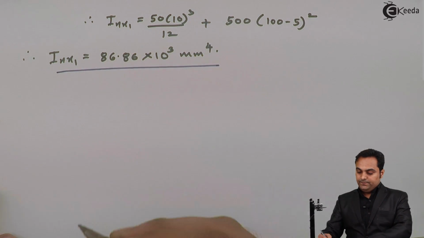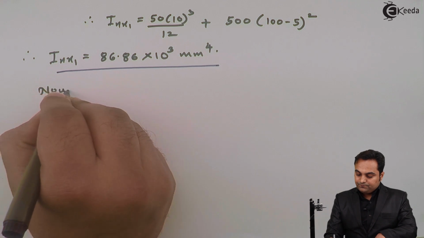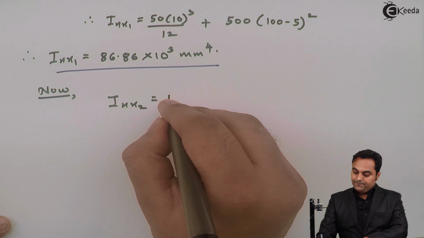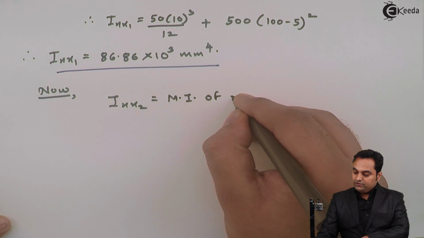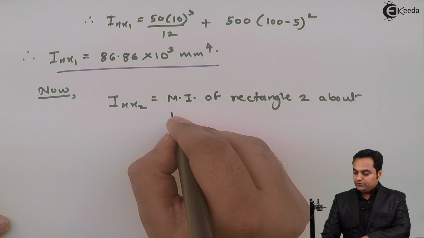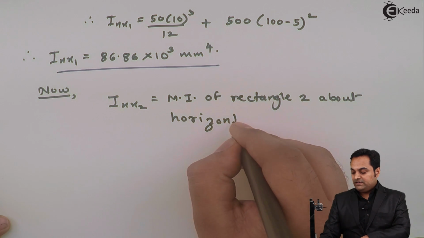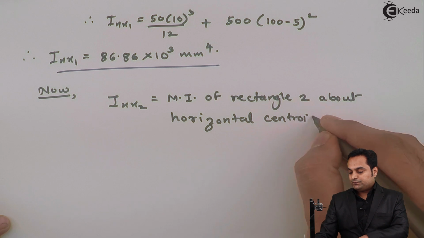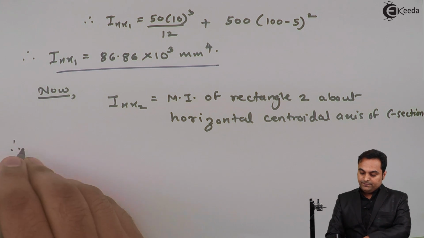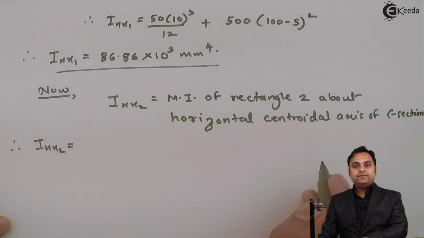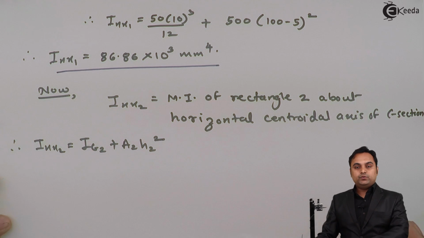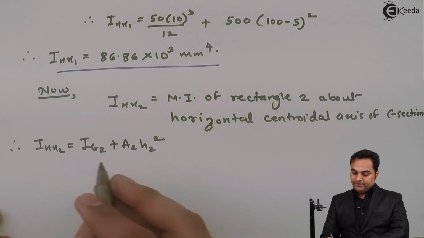After getting Ixx1, I can say that now Ixx2, it is the MI of rectangle 2 about the horizontal centroidal axis, that is x axis of C section. So therefore Ixx2 is equal to Ig2 plus area 2 into H2 square. So here again I am using parallel axis theorem.